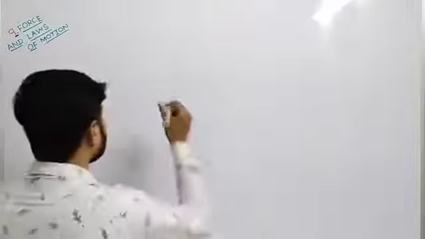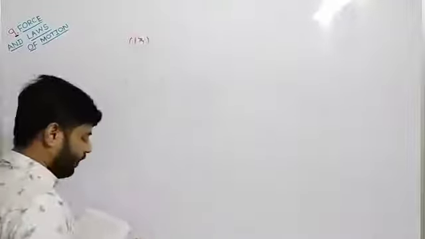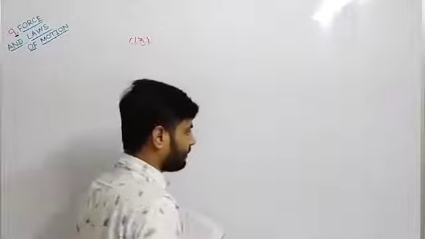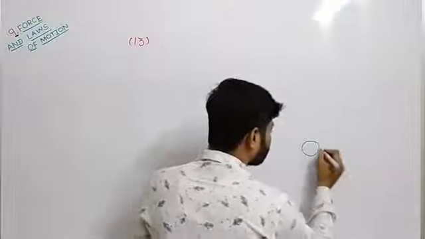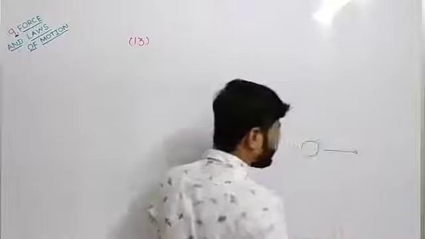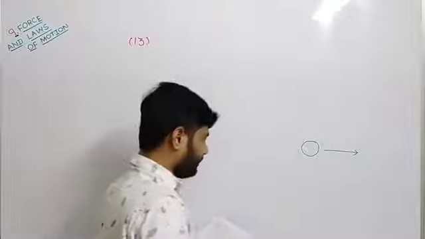Question number 13. We have one hockey ball like this, which is moving, suppose, in right side direction with velocity u1.